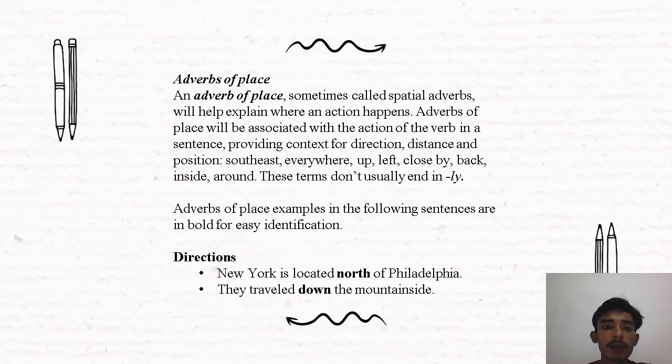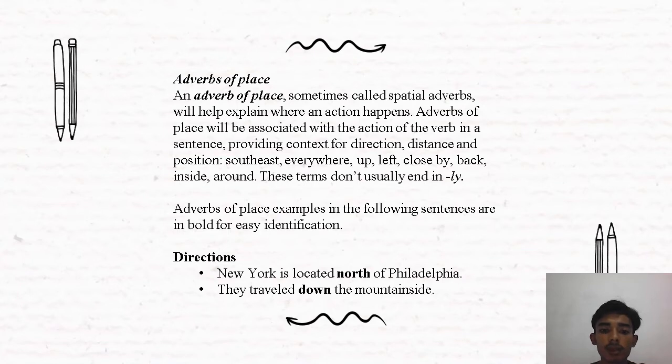Adverb of place. An adverb of place, sometimes called a spatial adverb, will help explain where an action happened. Adverbs of place will be associated with the action of the verb in a sentence, providing context for direction, distance, and position, such as everywhere, up, left, close by, back, inside, around. These terms don't usually end in "ly". Adverb of place examples in the following sentences are in bold for easy identification.